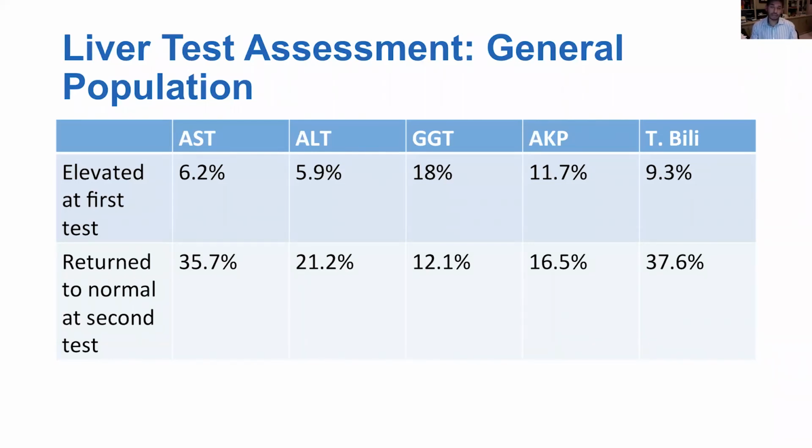And so keep in mind, about a third of the patients who you see in your clinic who have abnormalities in their liver tests will go back to normal within the next checkup in a few weeks to a few months. So not everyone who has a first-time elevation of their liver tests needs a full workup to see exactly what's going on. Roughly 35% of the patients who have an elevation of their ALT will go down to normal, 21% for AST, 12% for GGT, 16% for alkaline phosphatase, and roughly 37% of patients who have elevation of their bilirubin will go down to normal as well.